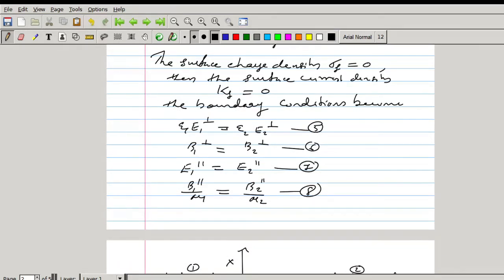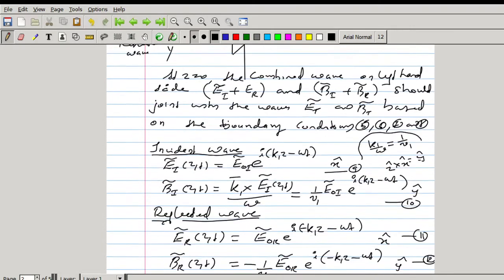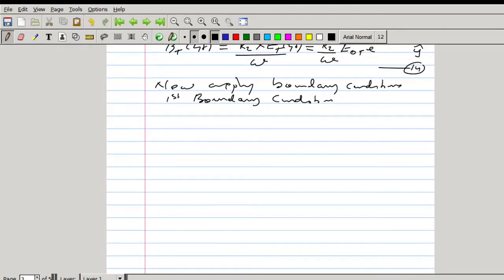These two conditions are automatically satisfied since E1 perpendicular and E2 perpendicular are 0, and B1 perpendicular and B2 perpendicular are 0. We need not write these boundary conditions. The first and second boundary conditions are automatically satisfied.